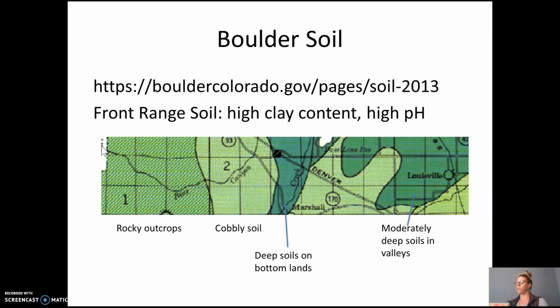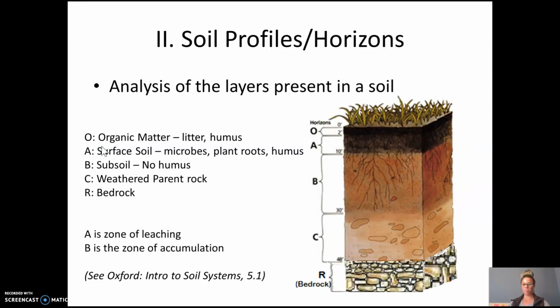We do have a state soil. It's the Seitz soil. This was established around 1972, and you can actually look that up. But we do have a state soil if you're interested in that, which is pretty cool.